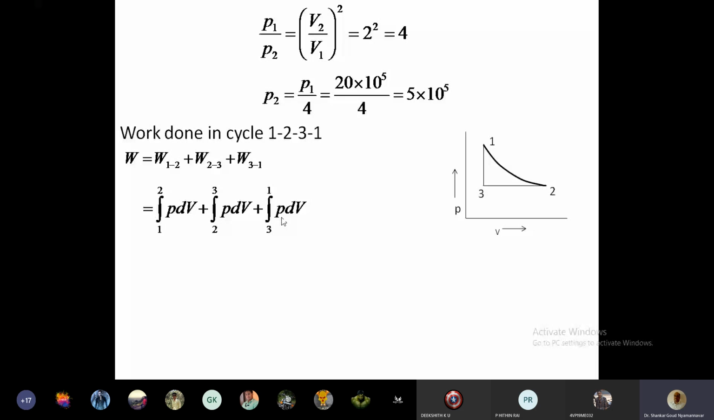These three, you have to do integration. Integration PdV, 1 to 2, 2 to 3, 3 to 1. This one I said is 0. This one is easy. P into V2 minus V1, P into V3 minus V2. This will be V3 minus V2.